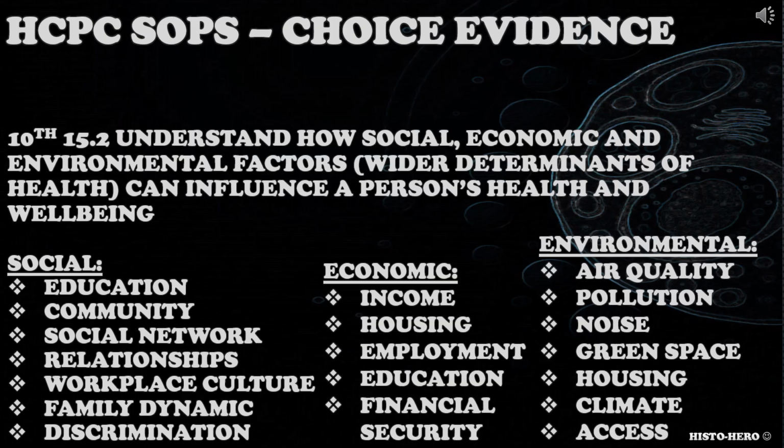Consider social factors like education, community, relationships, or family dynamics. Economic factors like income, employment, or financial security. Environmental factors like air quality, pollution, noise, or green spaces, access to healthy food, water, or air. How could those impact a person's health and well-being?